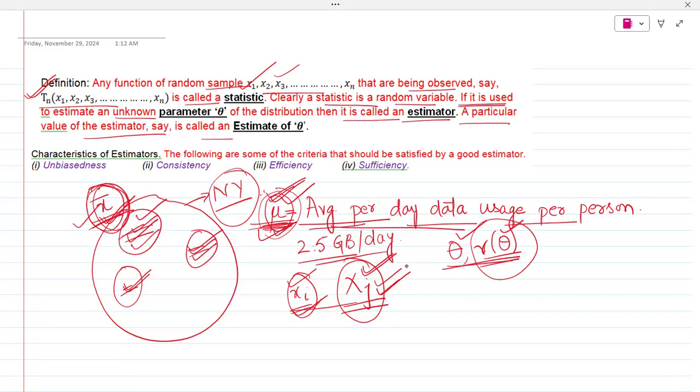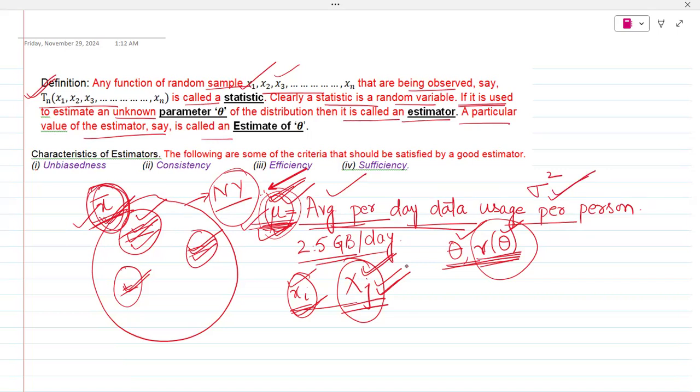If I talk in particular about this example, what is our theta, or this parameter? It is our mu. There is another common parameter for us, that is sigma square. Most of the time we will be estimating either the population mean or the population variance. Means most of the time, our unknown parameters will be either the population mean or the population variance.